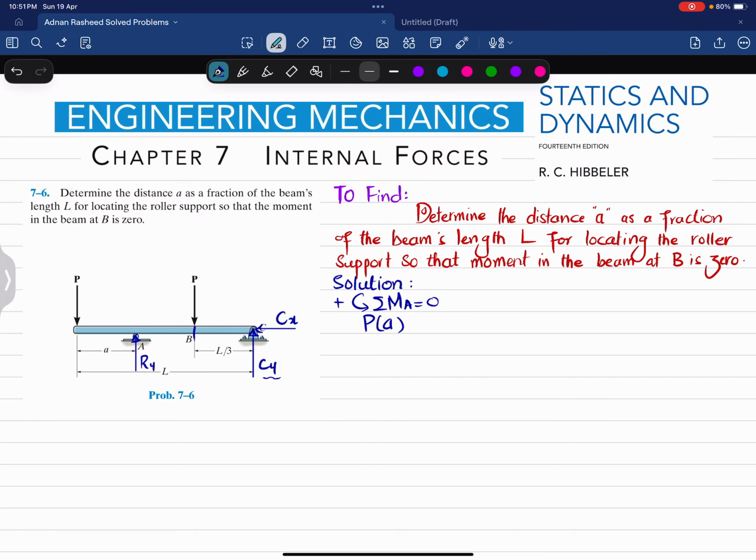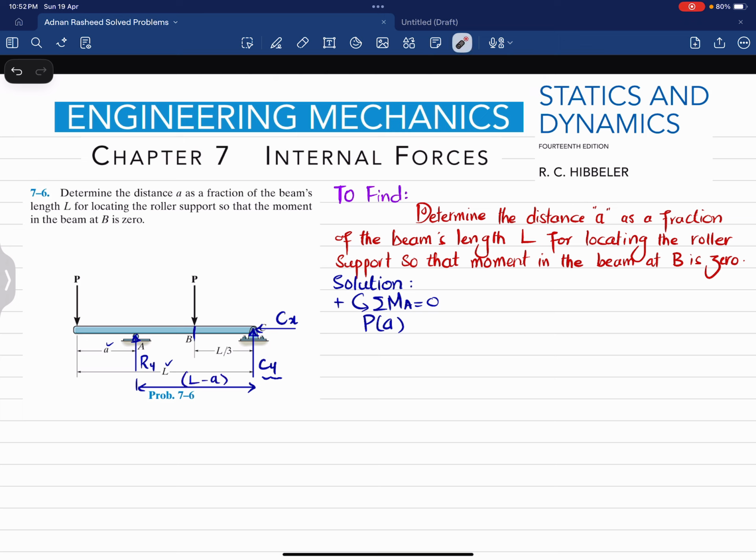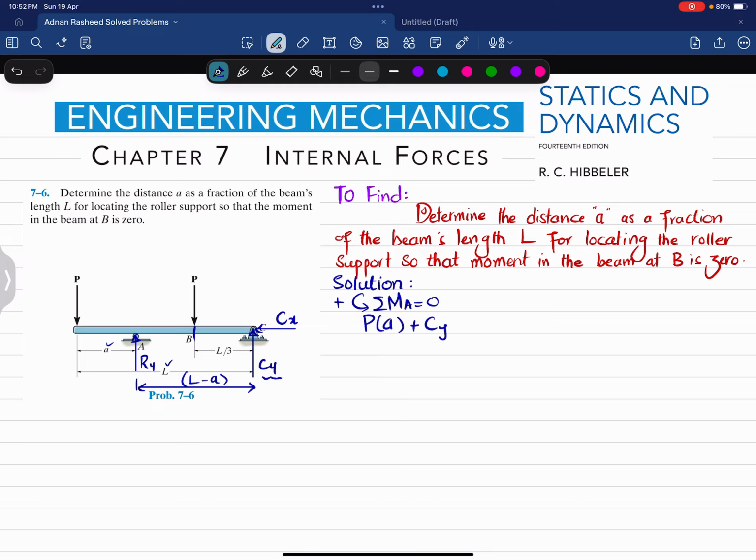The second load that is producing moment is this Cy, and the perpendicular distance will be this one. You can see this distance will be equal to, total is L and this is A, so this length will be L minus A. So Cy, with perpendicular distance L minus A, is producing a counterclockwise moment, which is positive. So I can write it as plus Cy into L minus A.